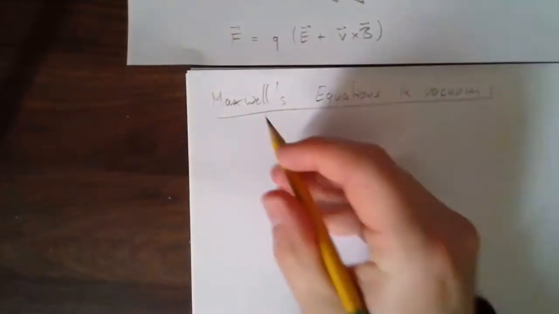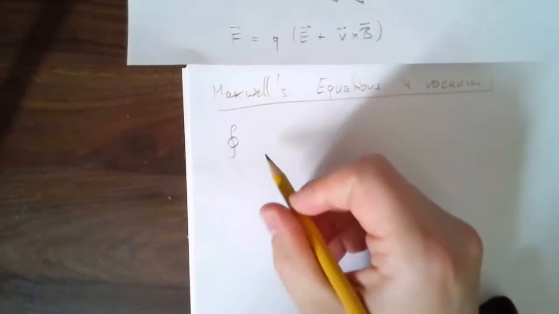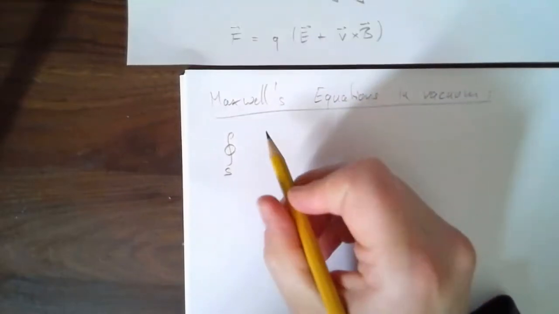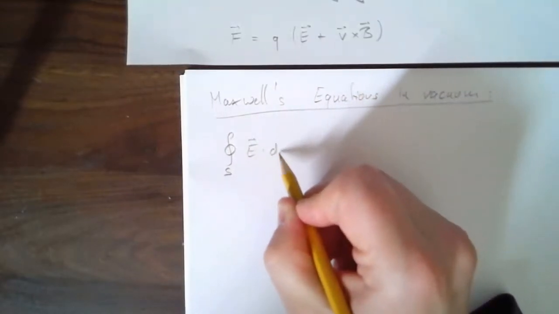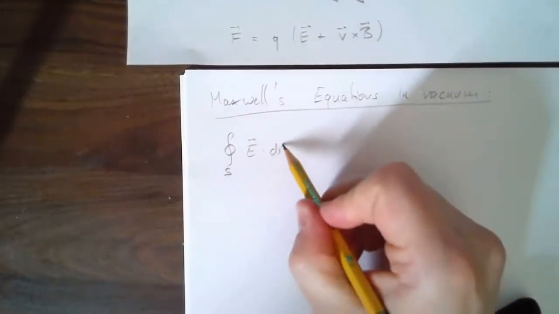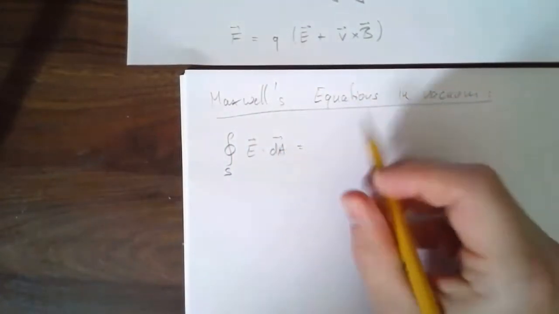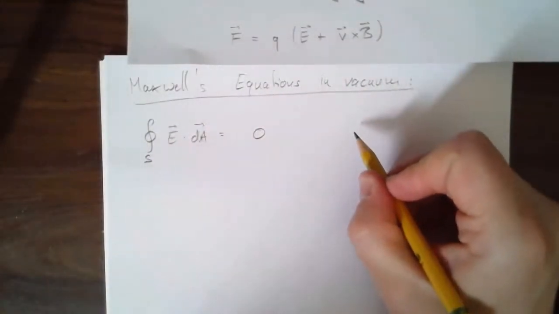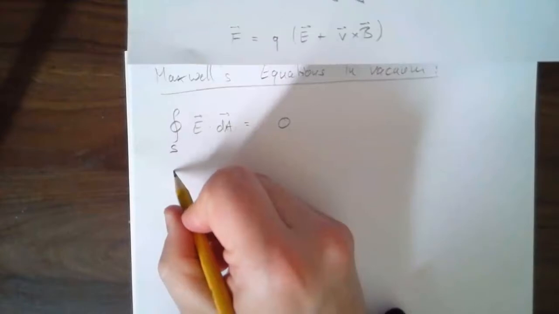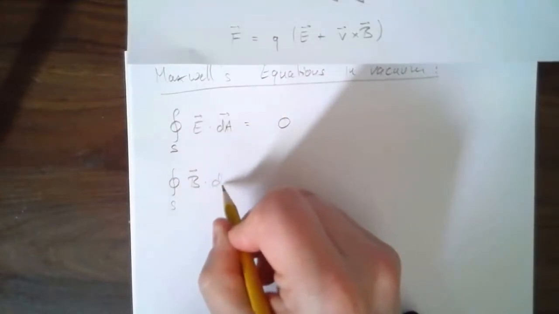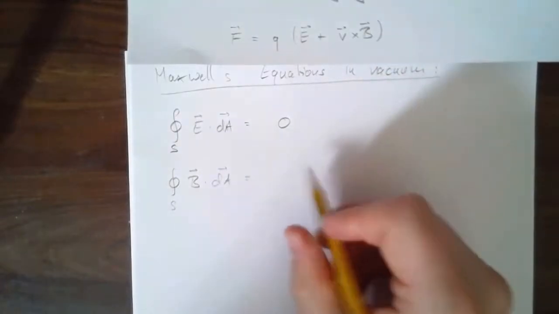Let's write down those laws again. First I'm going to write Gauss's law. Gauss's law is now going to say, for a closed surface S, the integral of E dot dA, it's Gauss's law, is equal to 0. Then Gauss's law for magnetism: the surface integral of the magnetic field, the magnetic flux, is also 0.